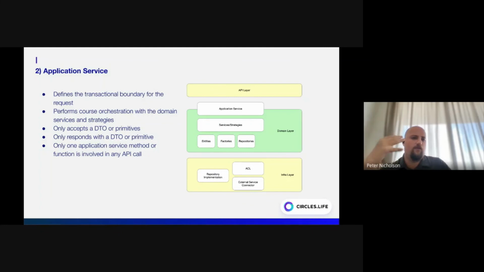It performs the core orchestration with the domain, services, and strategies. The big piece to call out is that it is only going to accept a DTO and respond with a DTO. So the domain objects, your entities, are never accessed by the API layer. And likewise, when they're re-accessed by the infra layer.